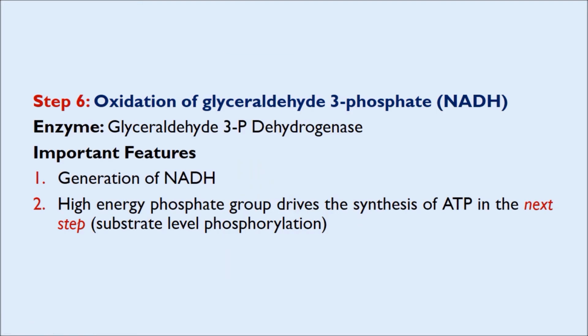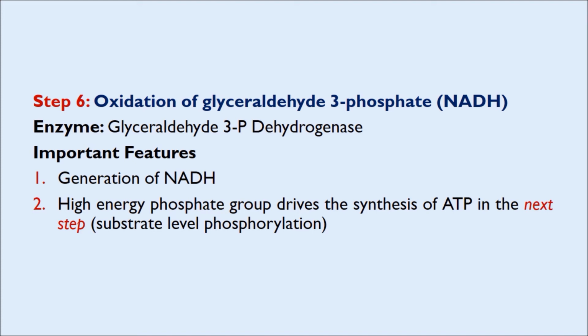The enzyme once again is glyceraldehyde 3-phosphate dehydrogenase. Important features are generation of NADH. Now, as a result of this step, a high energy phosphate group is formed, which drives the synthesis of ATP in the next step by a process known as substrate level phosphorylation.